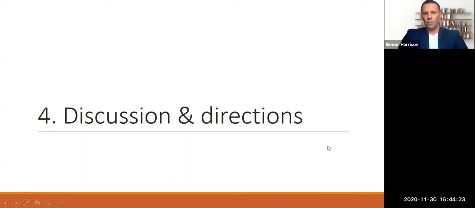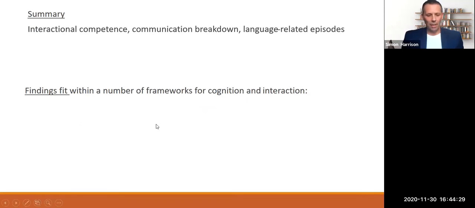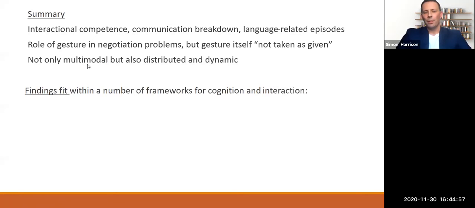So if you're just joining this presentation now, we've been looking at most generally, I think, the notion of social skills, which is considered as interactional competence in applied linguistics, and often one of those skills is communication breakdown, and that has been operationalized as language-related episodes. We've had a look at the role of gesture in negotiating these problems and seen that gesture itself can't be taken as a given, as Eleanor Kafari would say. But not only are these language-related episodes of negotiating very multimodal, but they're also distributed and dynamic.